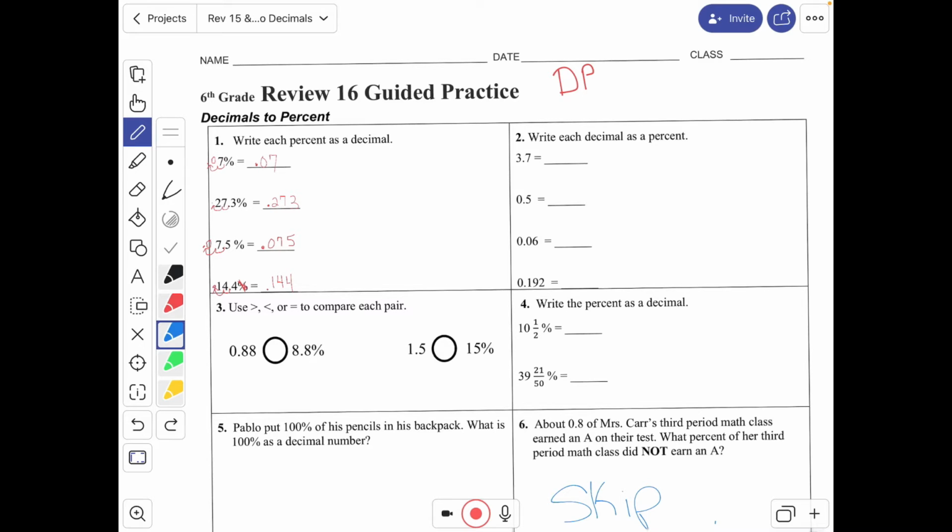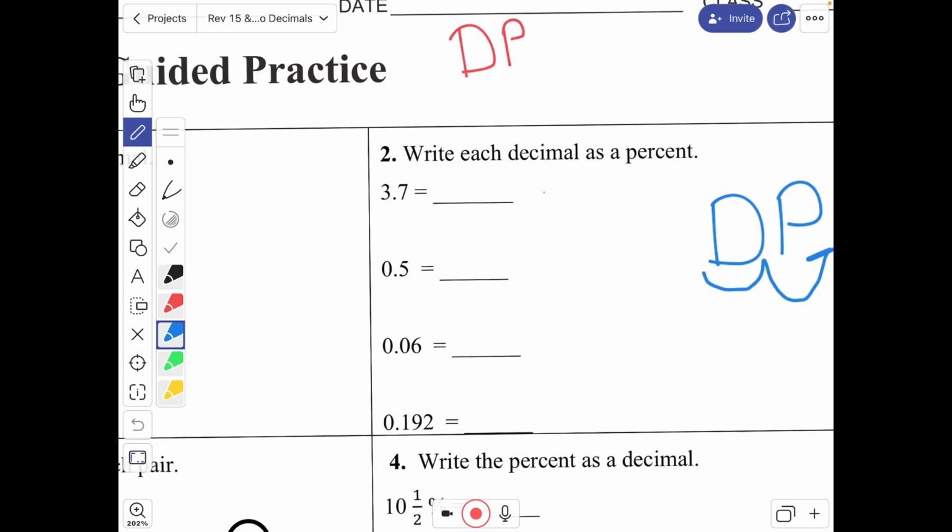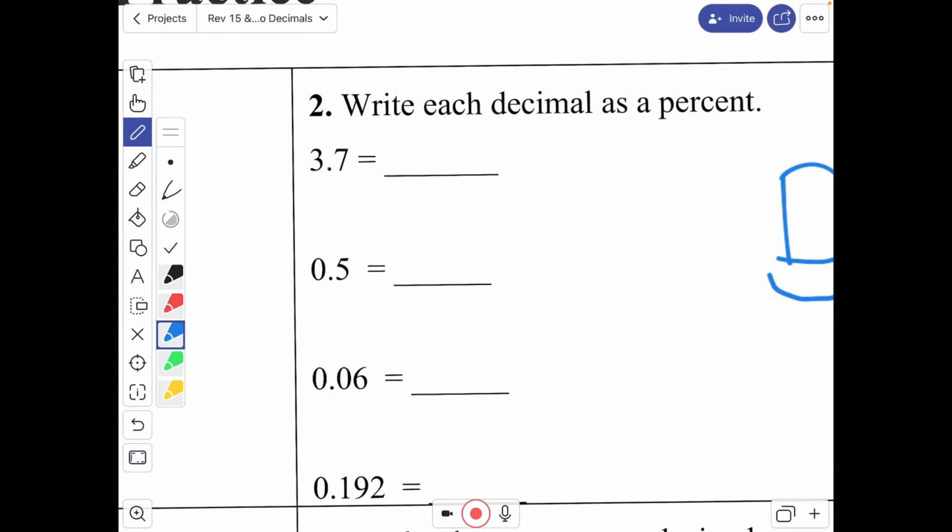Now let's try to go the other direction. Number 2 says write each decimal as a percent. So this time we're going from the decimal over to the percent. It's like we're running towards the percent sign, and we're going to move it 2 spaces to the right. So if we move this first one 2 spaces to the right, I'm going to need one of those zeros. The decimal goes there, so that's 370%.